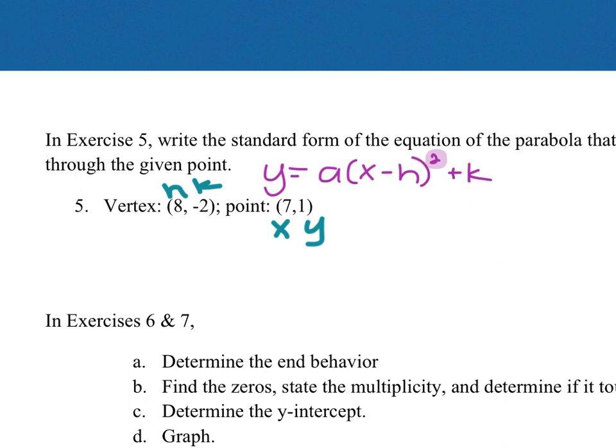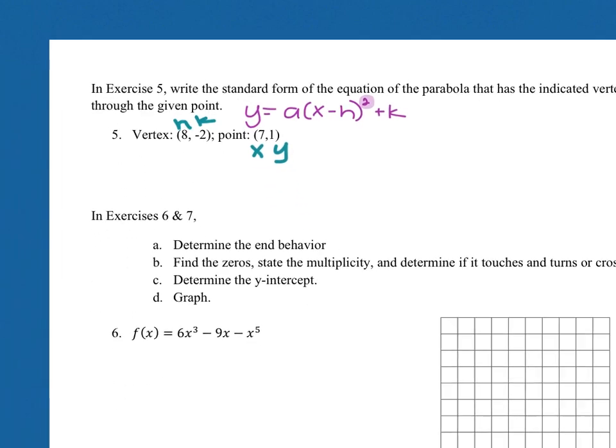Don't forget the squared, and don't switch your vertex and your point. The vertex has to be the h, k. The point has to be the x, y. Questions on that one? All right, and then 6 and 7 are just like our warm-up was.